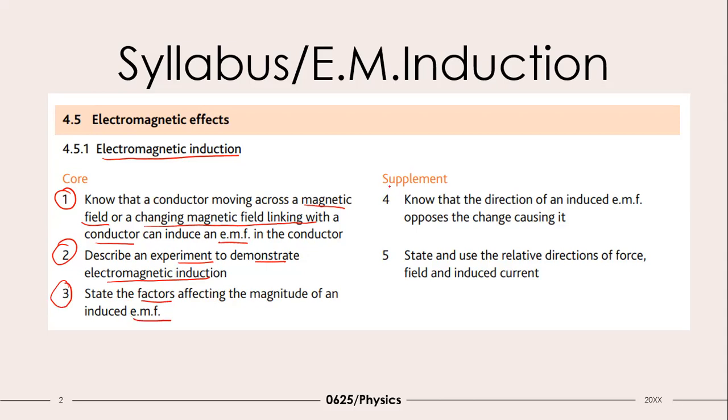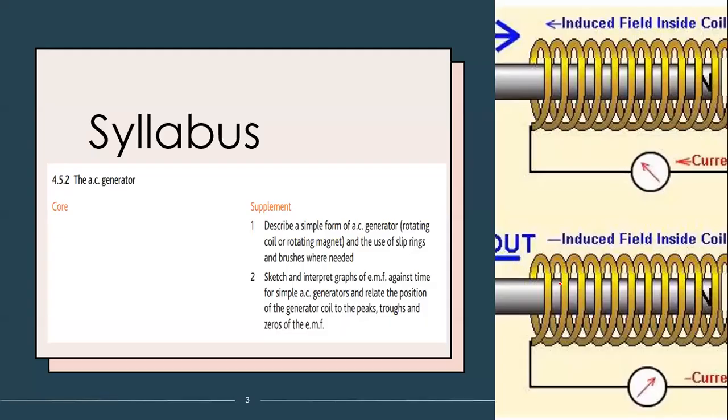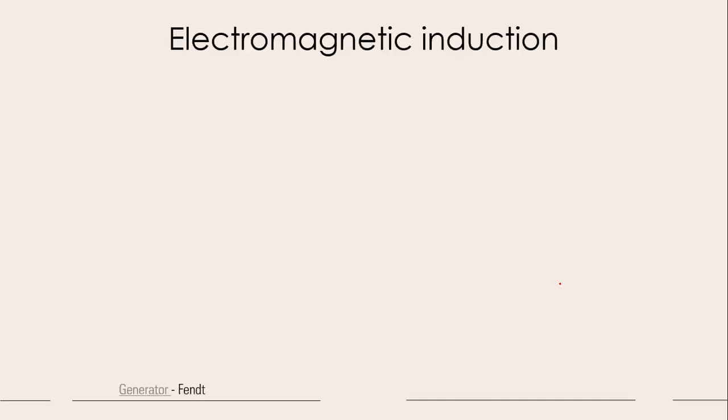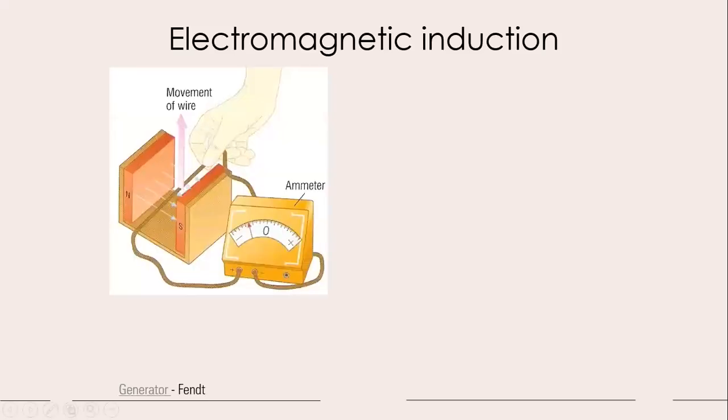And then in the supplement, in the advanced topics, we will look at some of the more technical things, such as knowing that the direction of induced EMF opposes the change causing it, and then stating the use of the relative direction of force, field, and induced current. Okay, the next will be the AC generator and the transformer. So let's look at electromagnetic induction.